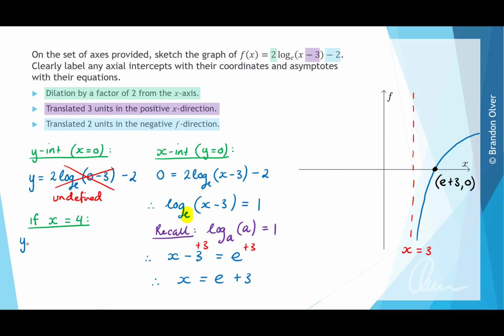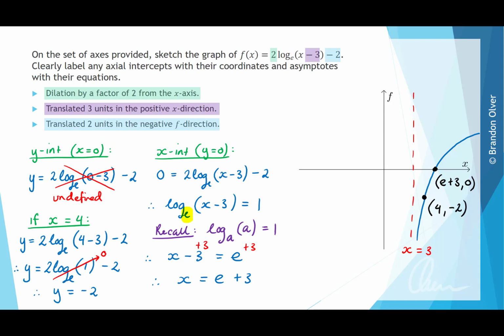So this will give us y is equal to 2 log e of (4 minus 3) minus 2. Therefore, we have y is equal to 2 log e of 1 minus 2, and log e of 1, or log of any base of 1, is simply equal to 0. Therefore, we find that y is equal to negative 2. Therefore, on our graph, we'll have this point here, which is at (4, negative 2). So that's the graph of y equals f of x.